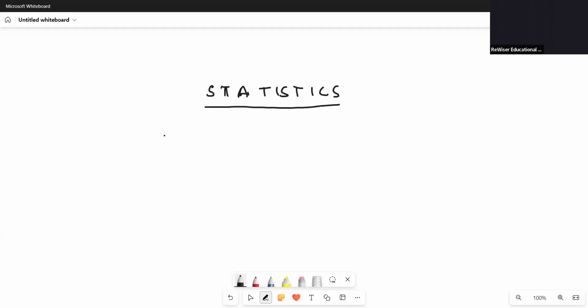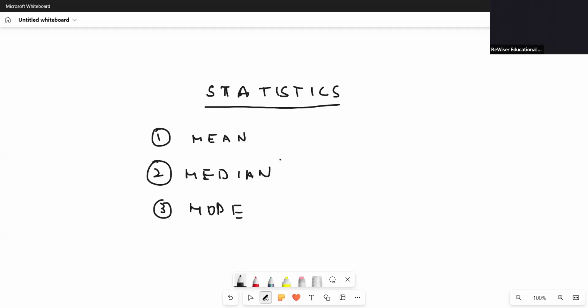Measure of central tendency means, suppose a data is given, we have to get the middle value of it. There are three ways to measure. One is called mean, which gives you the middlemost value. The other one is called median, which gives you a positional value, or the middle one. And the third is called mode. All these three are measures of central tendency, so we'll discuss all of these one by one.